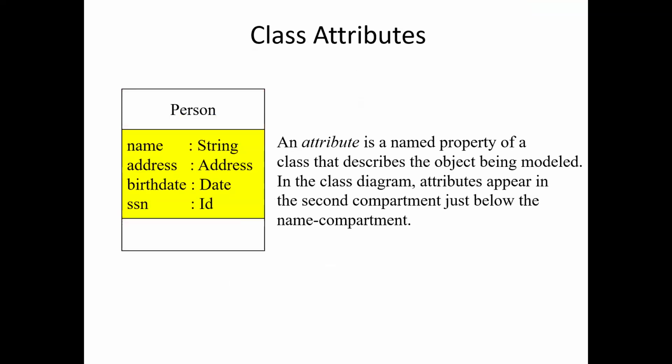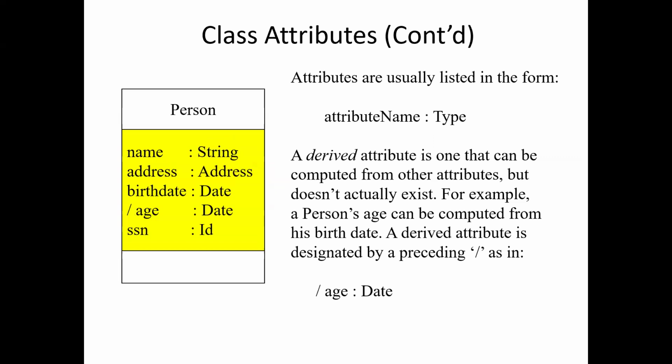Class attribute, which contains the variable declaration. An attribute is a named property of a class that describes the object being modeled. In a class diagram, attributes appear in the second compartment, just below the name compartment. Class attributes are usually listed in the form attribute followed by type.